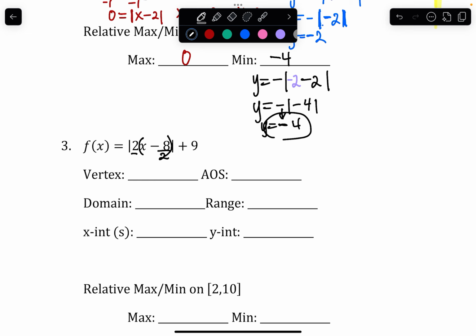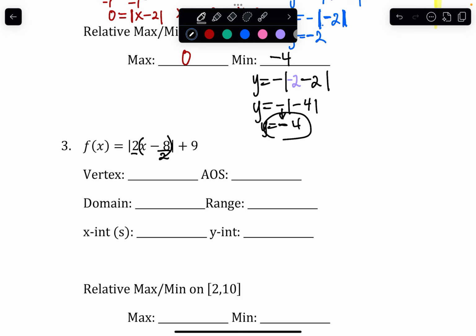Domain is all real numbers all the time. And then the range is going up from 9, so 9 to infinity. To find our x-intercept, we set the function equal to 0.